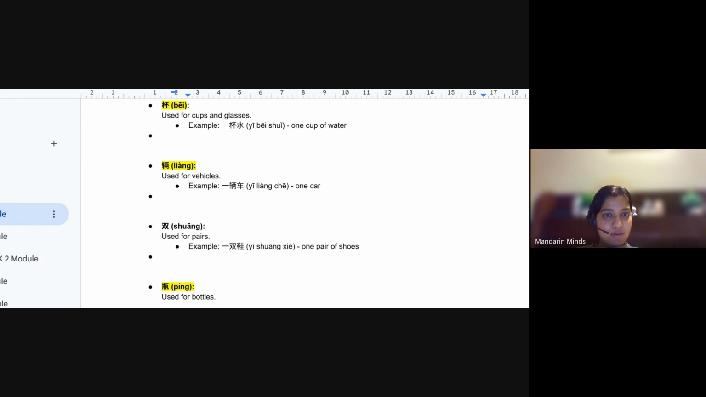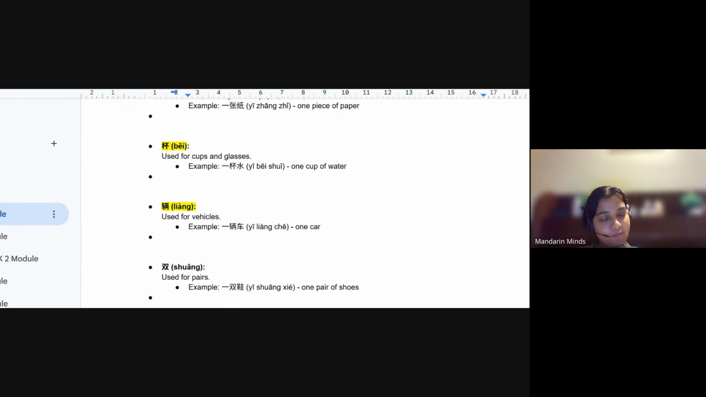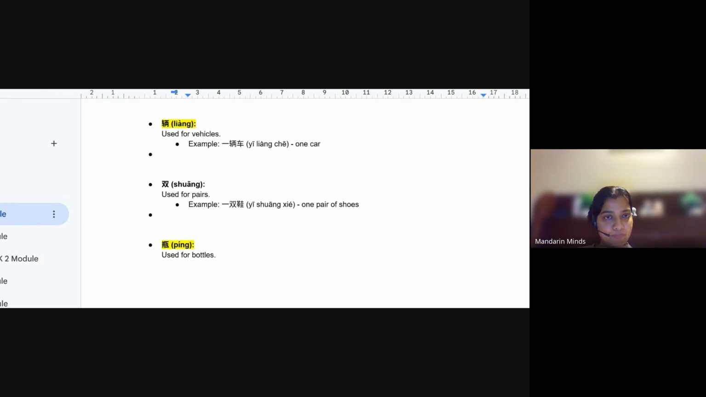Pei is used for cups or glasses. Pei itself means cup also. 杯子. But pei also plays a role as a measure word for signifying that 1 cup of water, 1 cup of 一杯茶, 1 cup of tea. 一杯咖啡, 1 cup of coffee. Liang is used for vehicles. 一辆车 cab, transport. We use liang as measure word there.